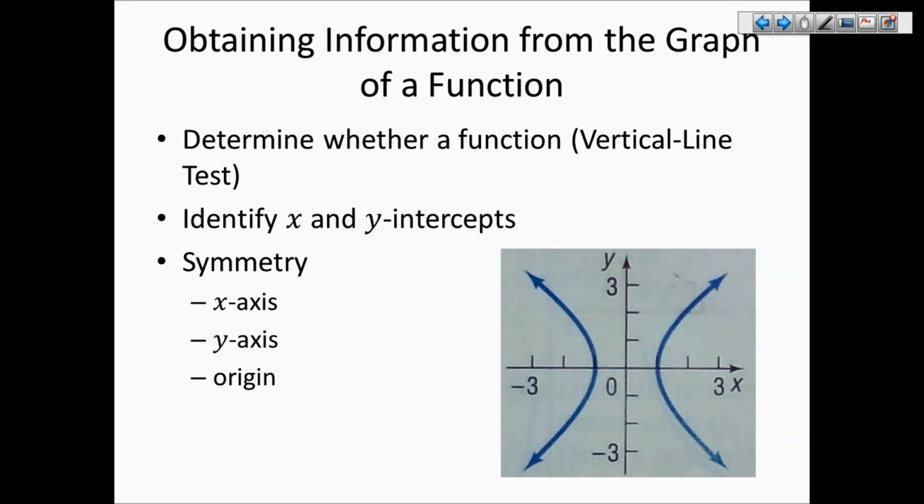So let's talk about the first one. Is this really a function? Well, it's pretty obvious that it's not. I could draw a lot of vertical lines that go through this graph in more than one spot. Yes, there's vertical lines that don't go through the graph at all, but that's not the vertical line test. If I can draw just one vertical line that goes through in more than one spot, it's not a function. So this is not a function.